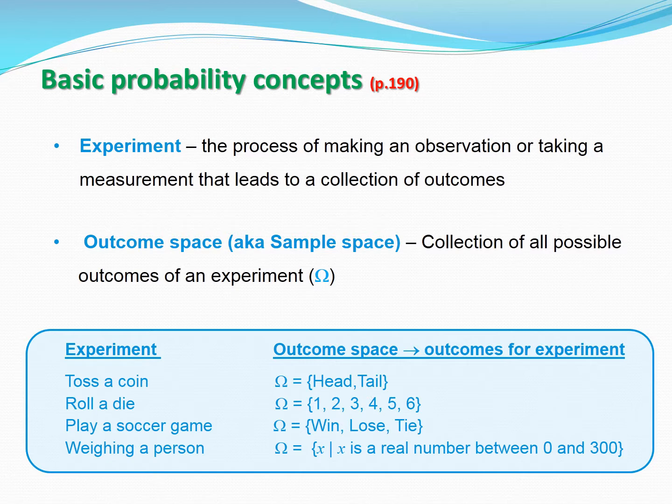If you weigh a person, your outcome will be X, such that X will be any real number between 0 and 300, provided that the person does not weigh more than 300 kilograms.